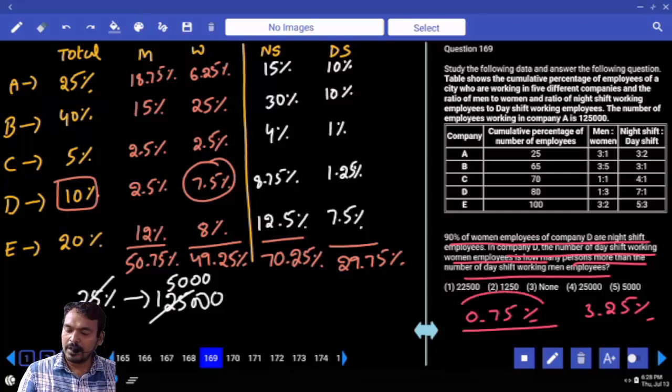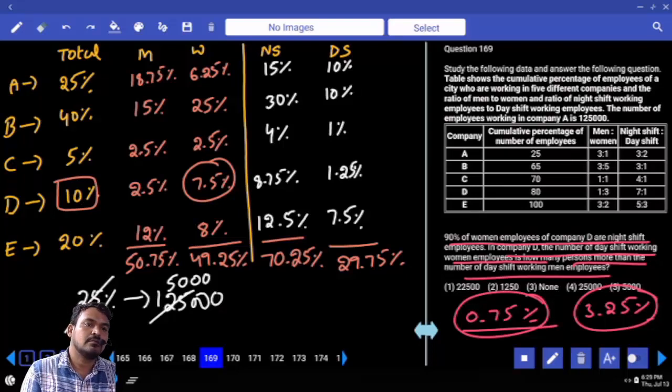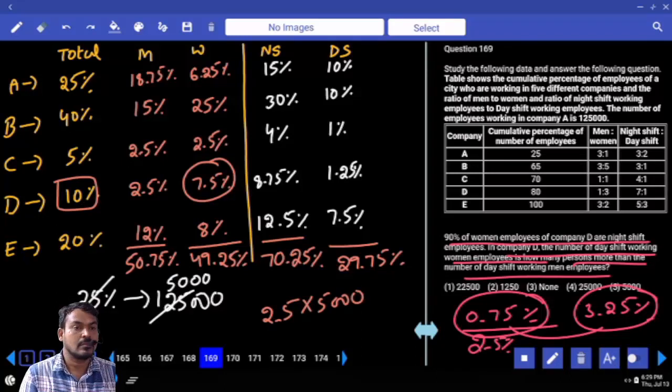Okay. One is 0.75, another one 3.25. What is the difference? 2.5. What is the 1%? 5,000. 21% is how much? 5,000. But we required which one? 2.5%. 2.5% means 2.5 into 5,000. What is the value? 12,500. 12,500 means the answer is none.